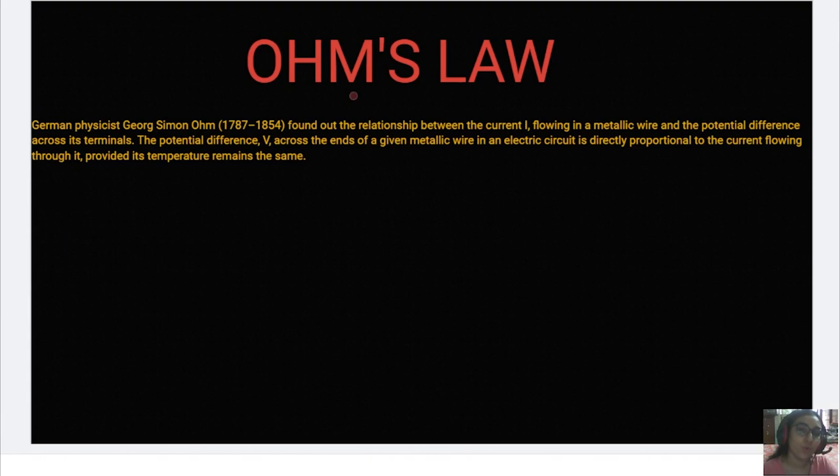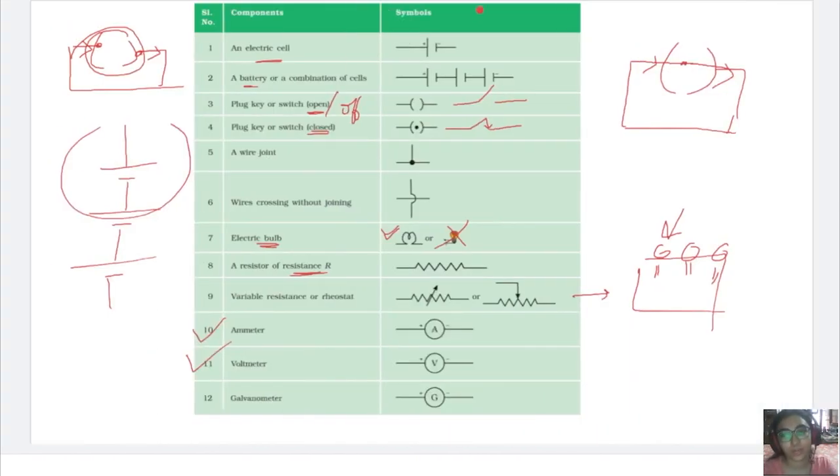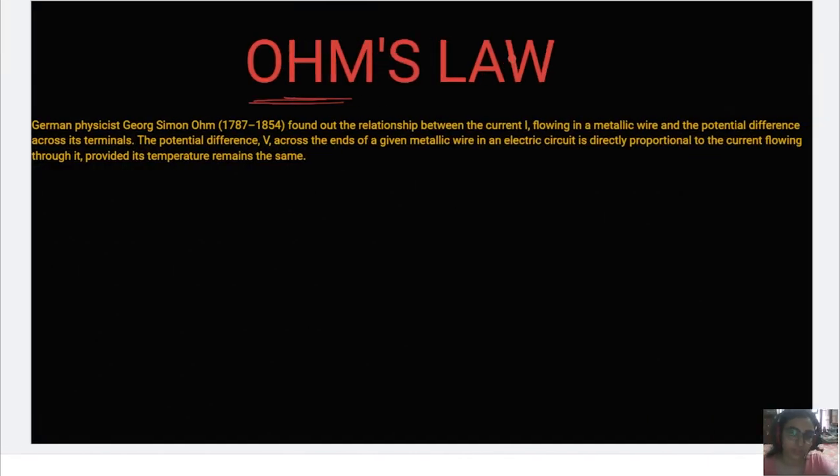Now we come to Ohm's law. So in the previous diagram, when we were talking about the chart, I told you something about a resistance, right? Now we are going to talk about what it actually is. So it was observed that the potential difference between 2 points is directly proportional to the current flowing through it. What does it mean? It means that more the potential difference, more will be the current flowing through it.